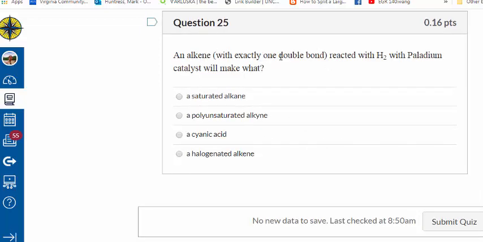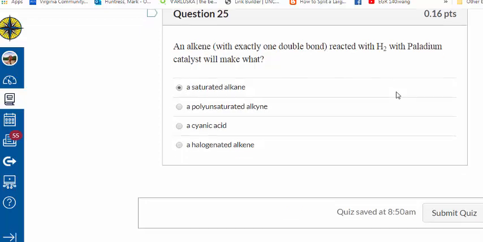What does saturated mean when you're talking about oils? Saturated means full of hydrogens, which means lacking double bonds. So hydrogenation gets rid of double bonds and adds hydrogen. And if you don't have any double bonds in the molecule, you don't call it an alkene, you call it an alkane. So this is what we're going for there.